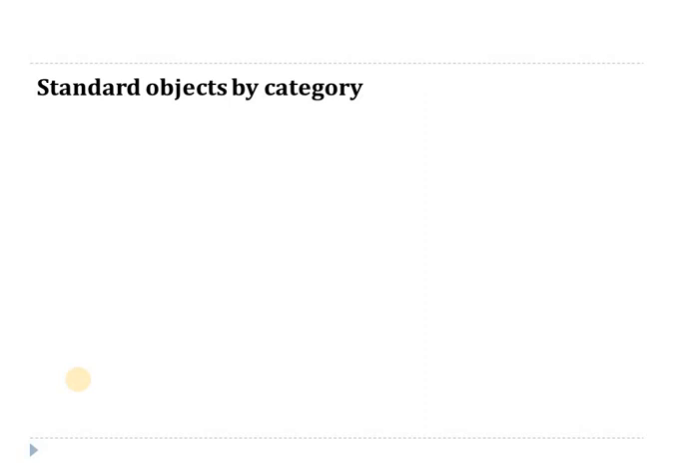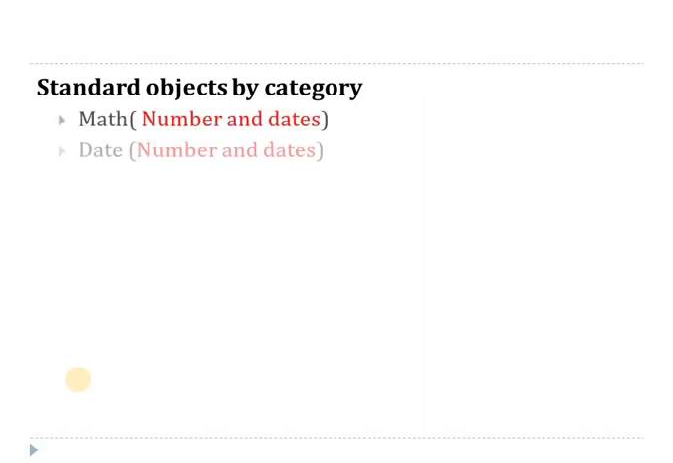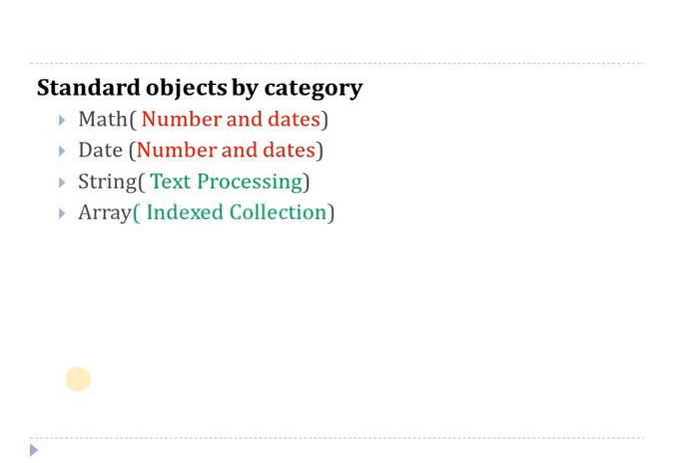I will cover a few of them, just 2 to 3. The first one is Math, after that Date, which belongs to the category of numbers and dates. After that, String, which is a text processing kind of standard object. After that, Array. Another one is Regular Expression, also text processing. That particular object I will cover in another video session. It is not covered in this video.